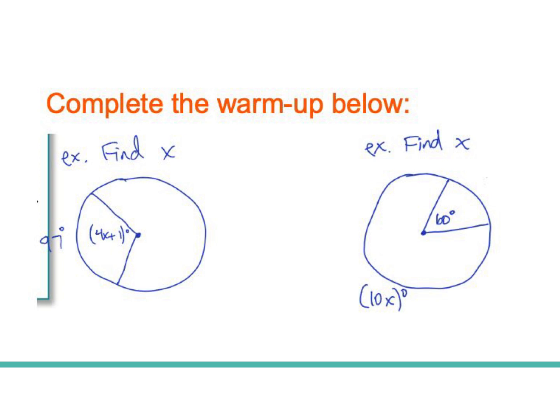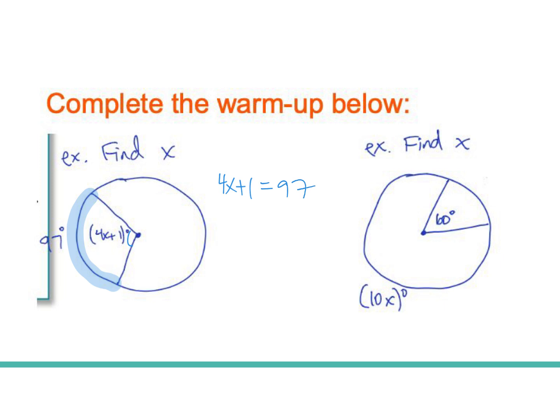Let's start off with our first problem. We can see that we are working with a central angle measure, where they give us 4x plus 1. And we can see that it intercepts this arc, which is 97 degrees. So we know whenever we have a central angle, that will be equal to the measure of the arc it intercepts. So we can write 4x plus 1 equals 97.